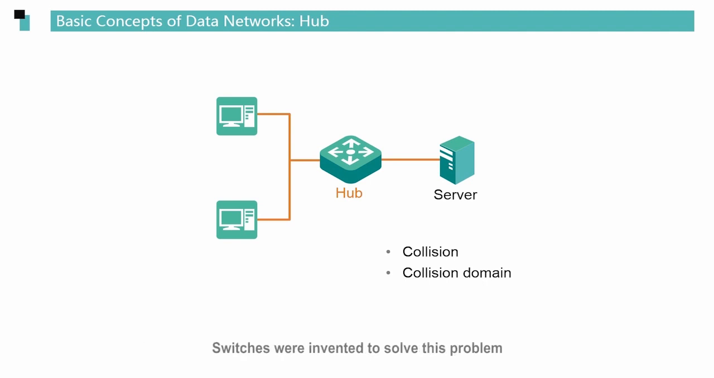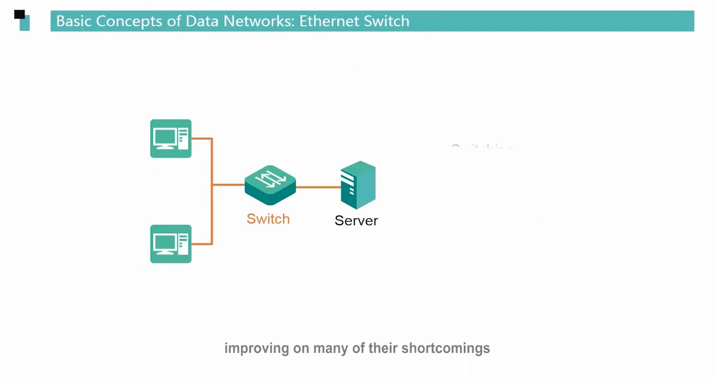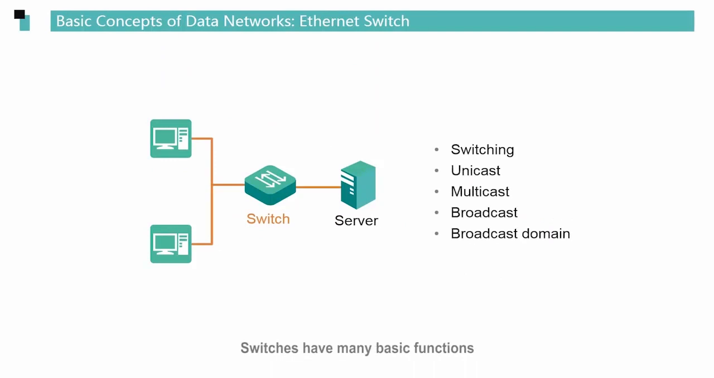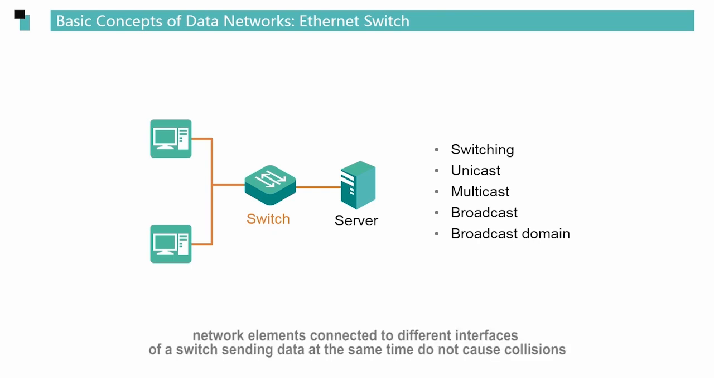Switches were invented to solve this problem. Switches are different from hubs, improving on many of their shortcomings. Switches have many basic functions. As an access layer device, they are used to connect bottom-level network elements, such as terminals and PCs. They carry out data switching, including addressing for data frames. Each interface of a switch is a collision domain. Unlike with hubs, network elements connected to different interfaces of a switch sending data at the same time do not cause collisions.